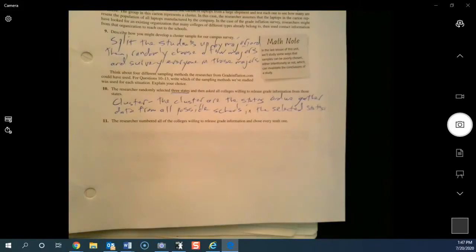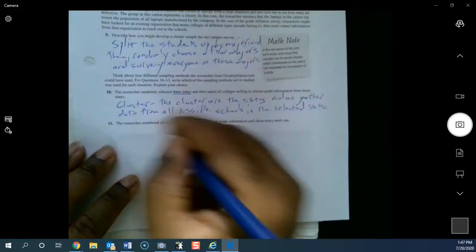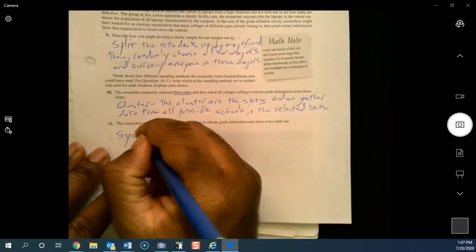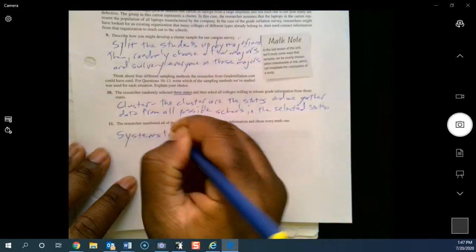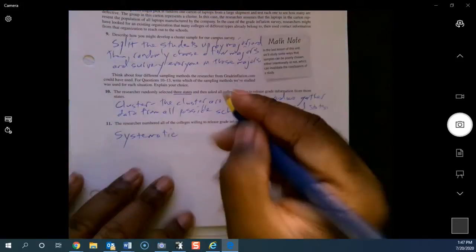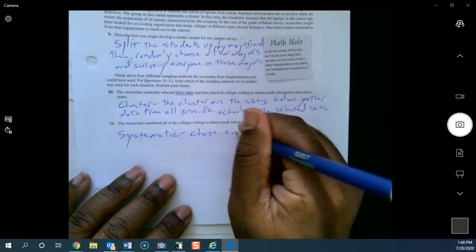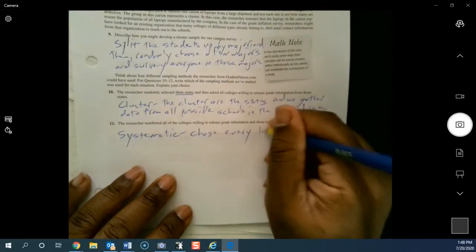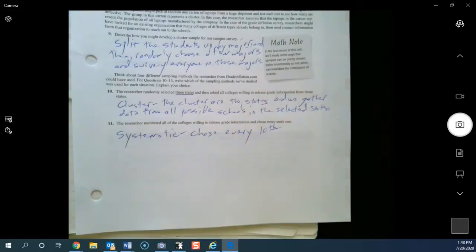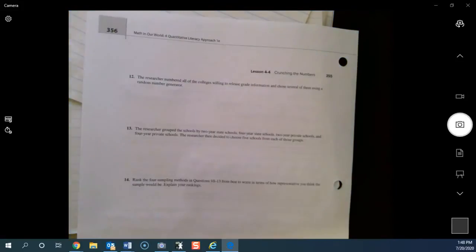Number 11, the researcher numbered all of the colleges willing to release grade information and chose every 10th one. Now we know that's systematic. That's the one with that case. So we chose every 10th. All right. Now we go here to problem 12.